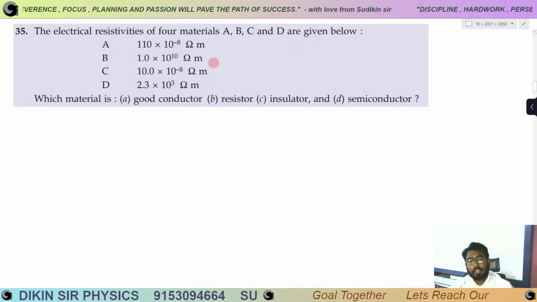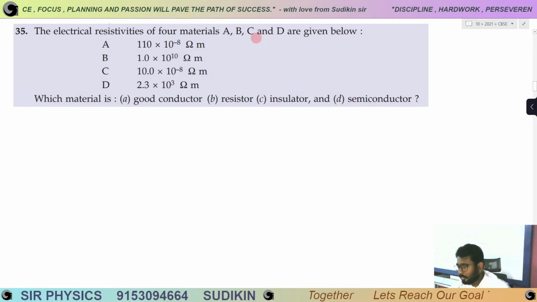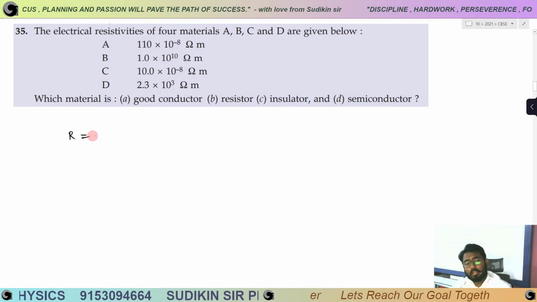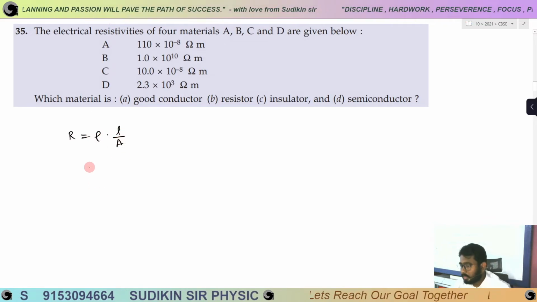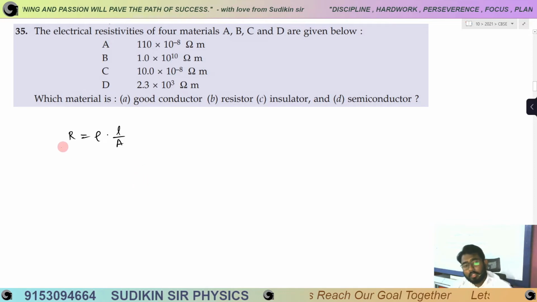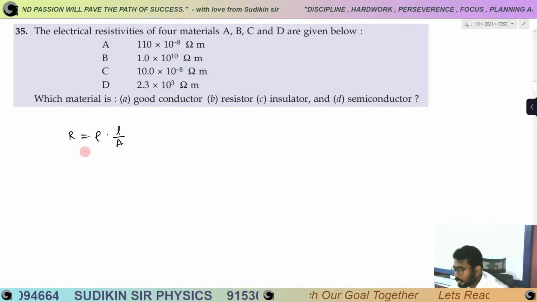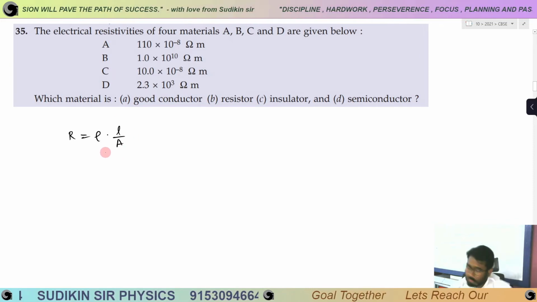The electrical resistivities of 4 materials A, B, C, D are given below. Now tell me, if resistance R equals rho into L by A, see, they are asking about resistivity, right? That means the material which will be having more resistance in spite of having the same length and area means that it is having more resistivity.